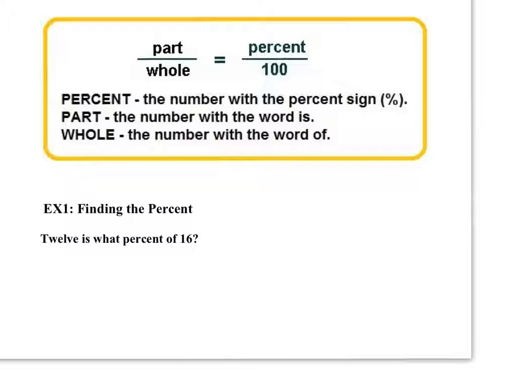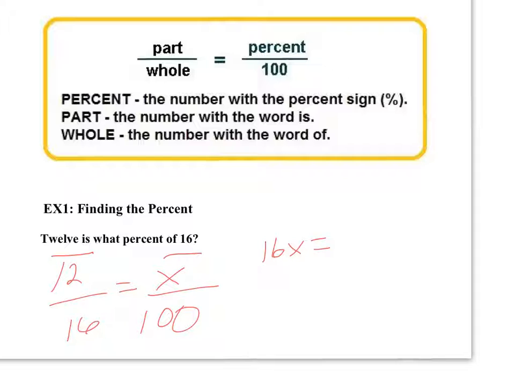So now in this case, we have the number 12, and we see that keyword is, which means it is the part. And then of 16, that's our whole, equals x, because we do not know the percentage, out of 100. So now the first thing we're going to do is use the cross product. So we have 16x equals 12 times 100. Then we go ahead and divide each side by 16 using our inverse operation.